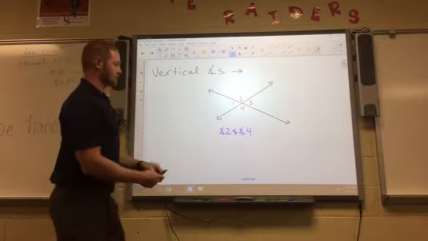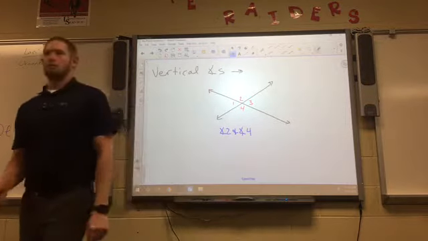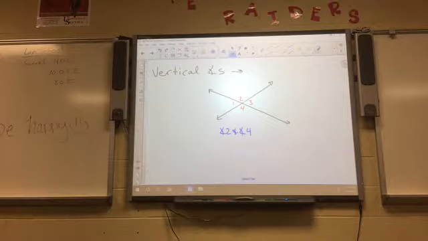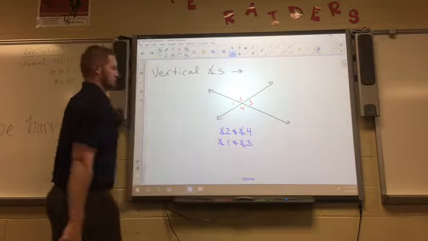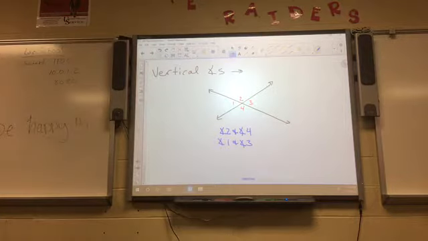So if that's true, Bo, what's one more pair of vertical angles besides 2 and 4? 1 and 3. Okay, those are our pairs of vertical angles in that diagram. Does anybody see a linear pair? 2 and 3, 1 and 4, 1 and 2, 4 and 3. Okay, lots of linear pairs in that diagram. Right? You okay with those two definitions?